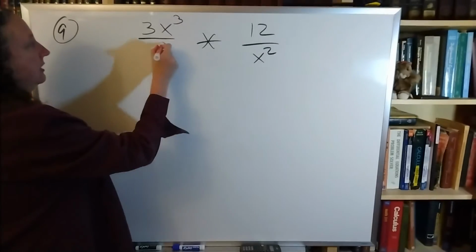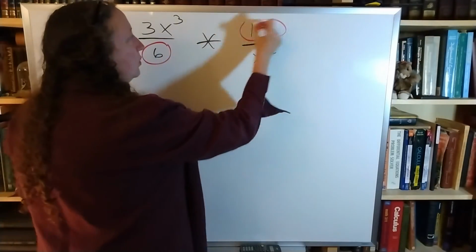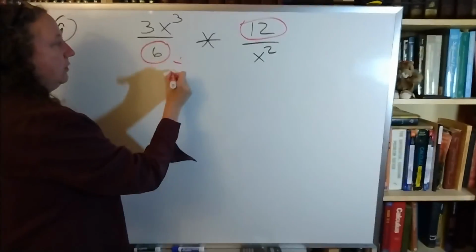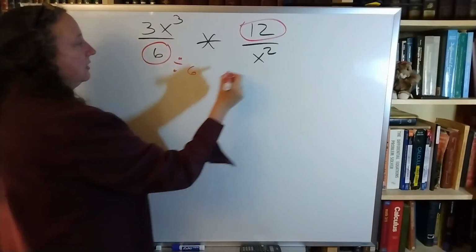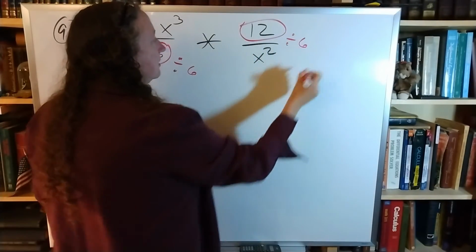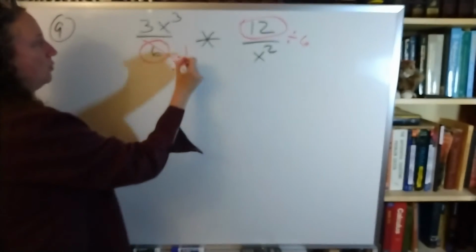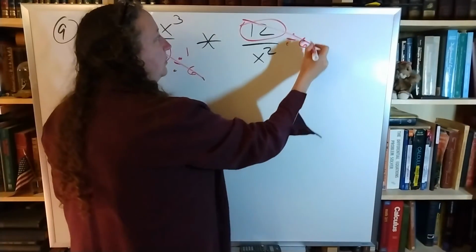So I am looking at the 6 here and the 12 there. And I say both can be divided by 6. So that cancels out to 1, and that cancels out to 2.